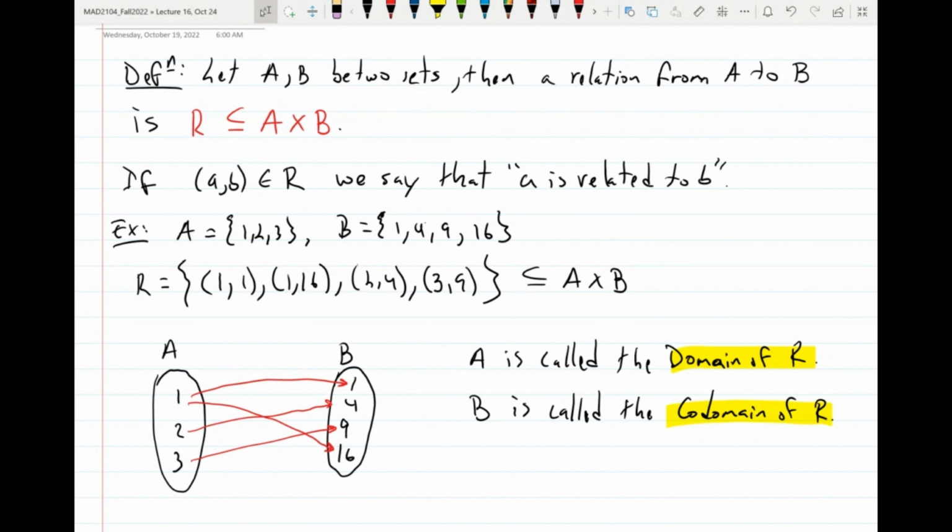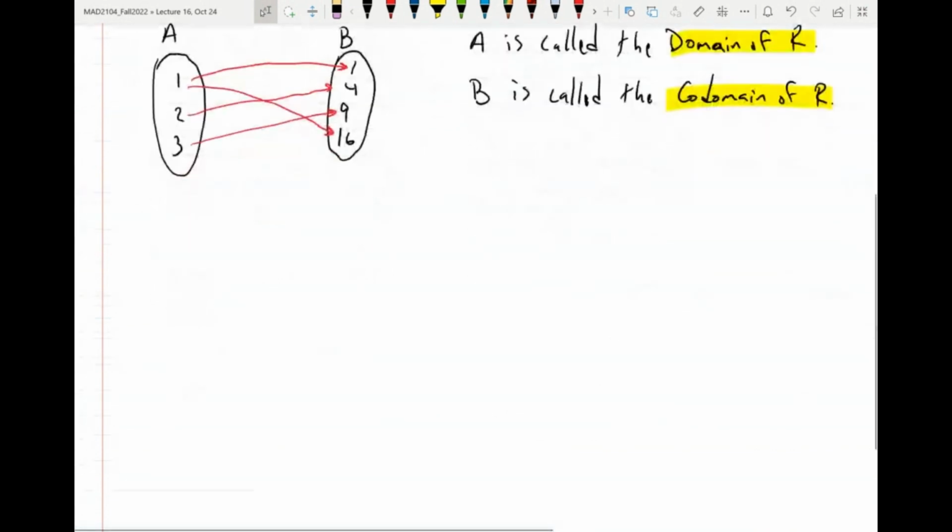If you want a relation to be a function, it has to have a particular property. What is it? That for every input, there is a unique output. You cannot have the same input going to 2 different places. The same element in the domain cannot be related to 2 different elements in the codomain. Does that make sense? All right, so let's define this.